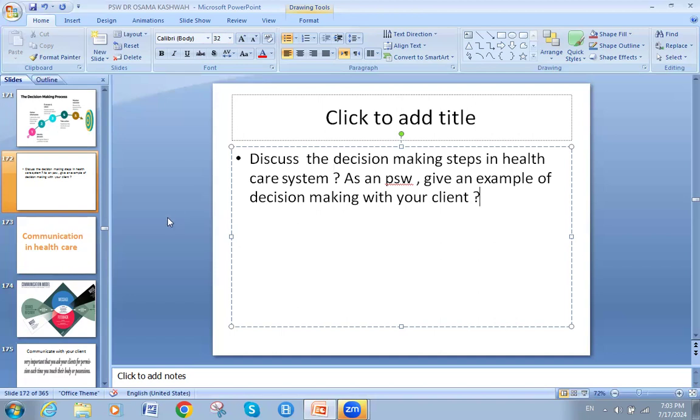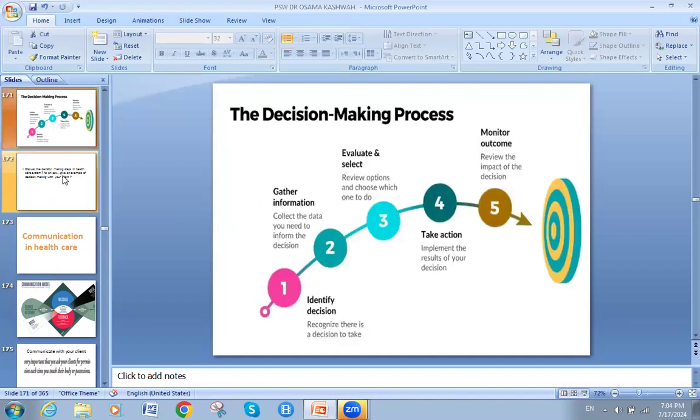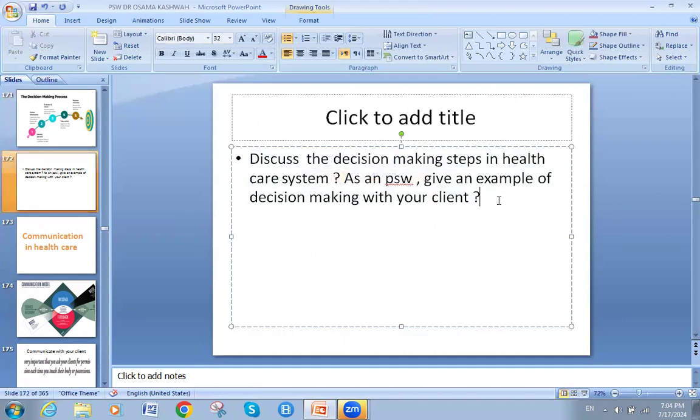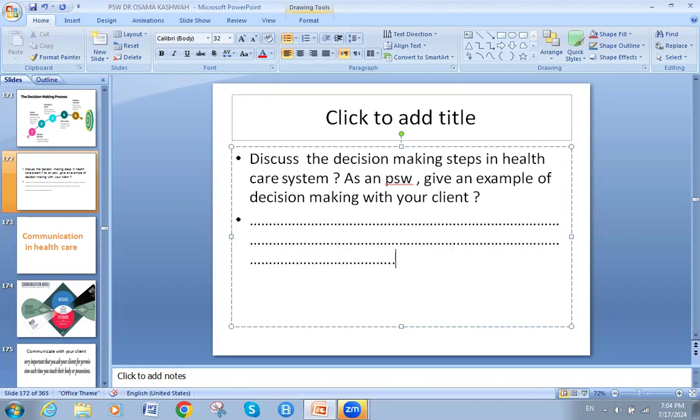Please look for the decision-making steps like here, or you can search for it on the website and go for answering this question before we move into the communication model, or the second part of this lecture. So discuss the decision-making steps in the healthcare system as a PSW. Give an example of decision making with your client. I'll stop here for a few minutes to get your answers, guys.